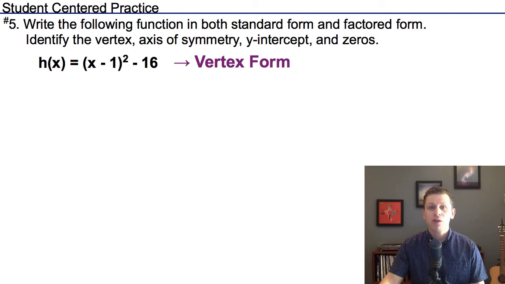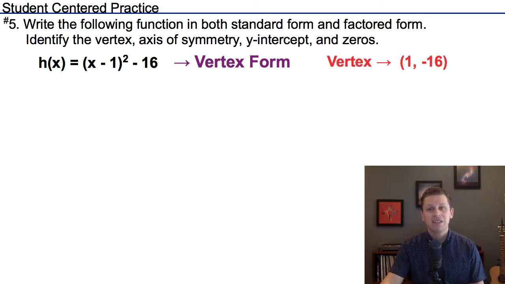Remember that the x value of the vertex is the opposite sign of what's written inside the parentheses, and the y value of the vertex is the same sign as what's written on the outside. What that gives us is a vertex of 1, negative 16. Remember that the axis of symmetry is the equation of a vertical line that contains the vertex on it. Well, the equations of vertical lines are always x equals some number, and because the x coordinate here is 1, the equation of the axis of symmetry needs to be x equals 1.